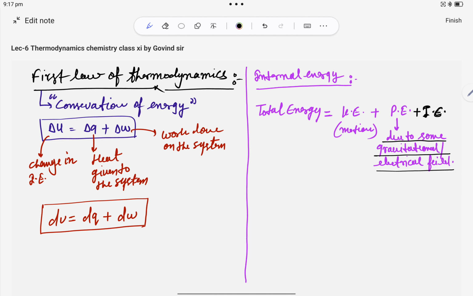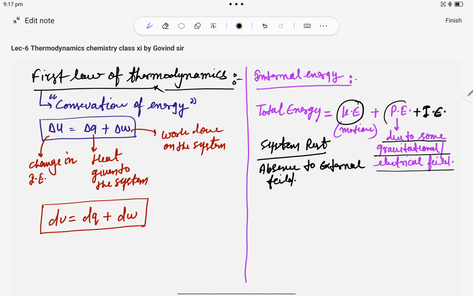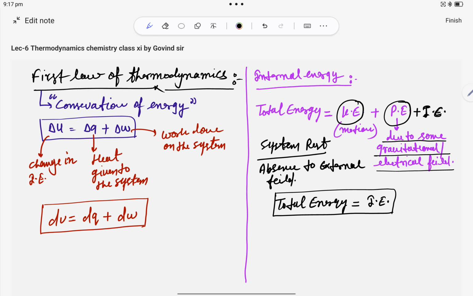Suppose the system is at rest, there is no motion in the system, and there is an absence of external field. There is no external field applied and the system is at rest. So here the kinetic energy will be 0 and the potential energy will be 0. So now the total energy is equal to the internal energy. Yes or no? From the beginning onwards you have to pay attention. I am erasing this now. So the total energy is the internal energy. Now focus here.